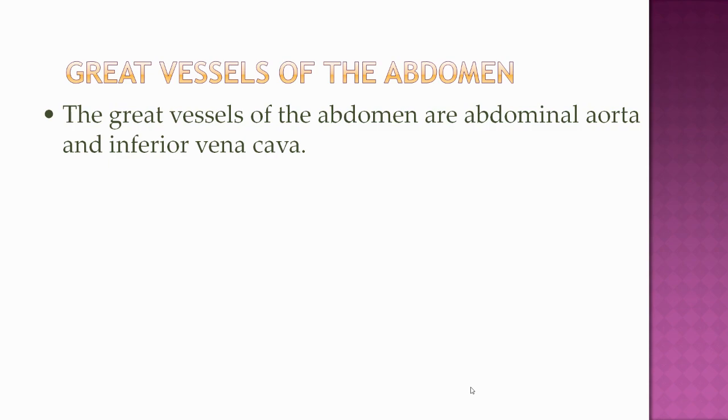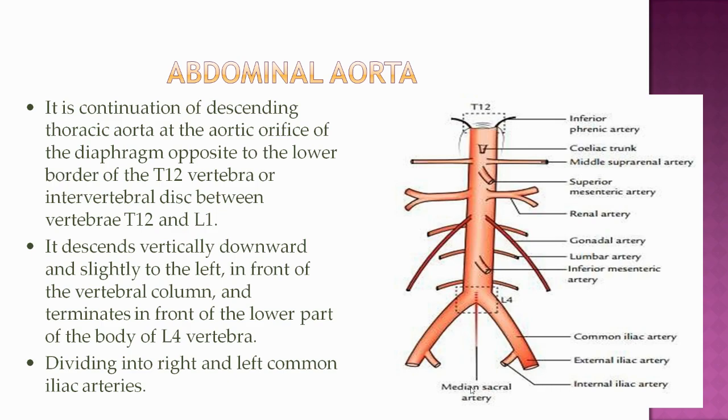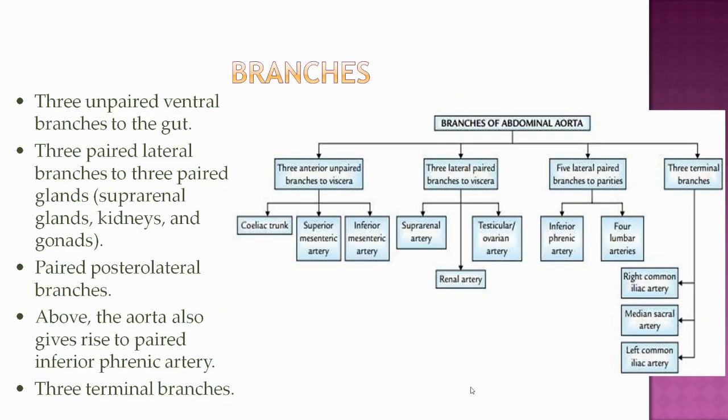Great vessels of the abdomen are the abdominal aorta and the inferior vena cava. Abdominal aorta is the continuation of the descending thoracic aorta at the aortic orifice of the diaphragm, opposite to the lower border of the T12 vertebra or intervertebral disc between vertebrae T12 and L1. It descends vertically downward and slightly to the left in front of the vertebral column and terminates in front of the lower part of the body of the L4 vertebra. It will divide into right and left common iliac arteries.